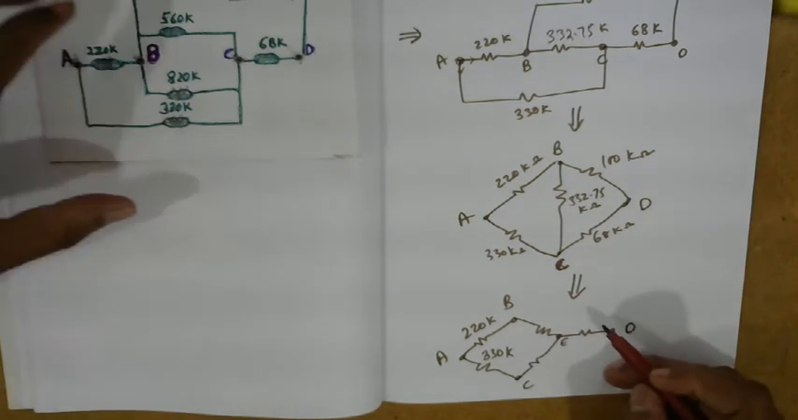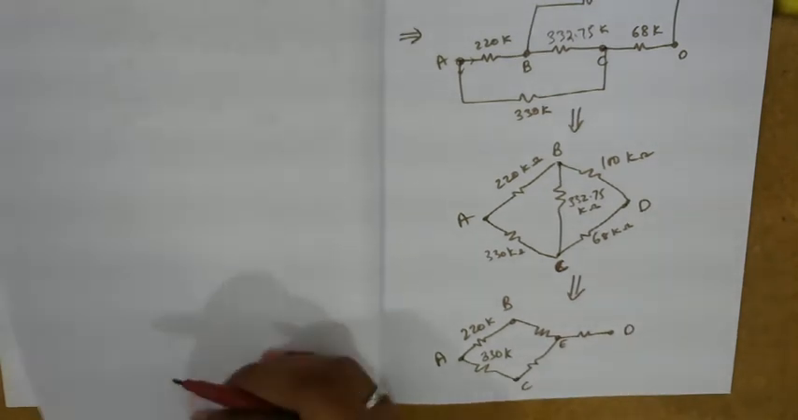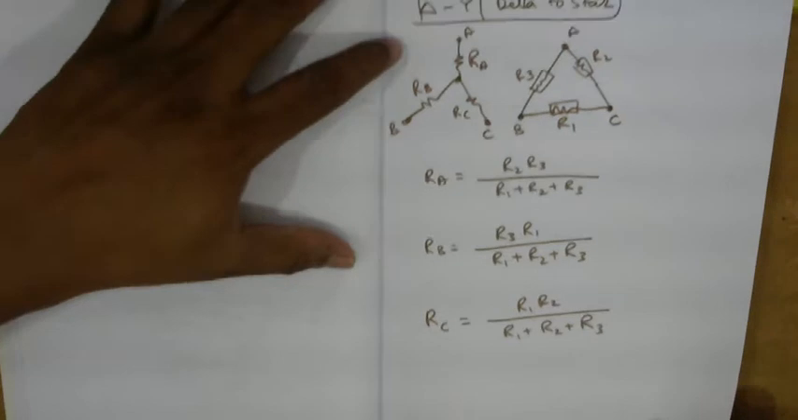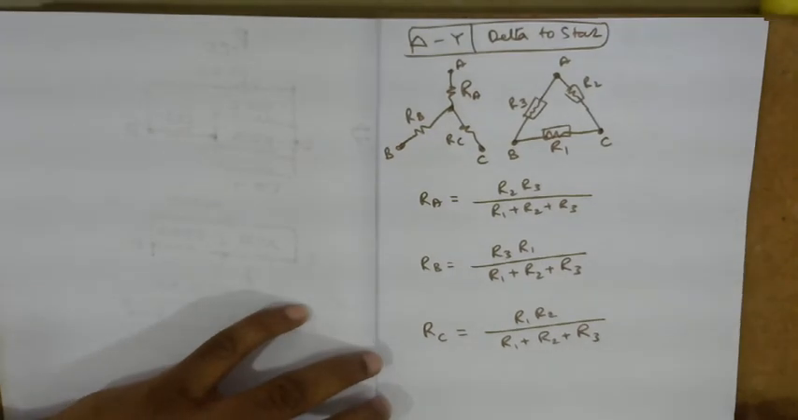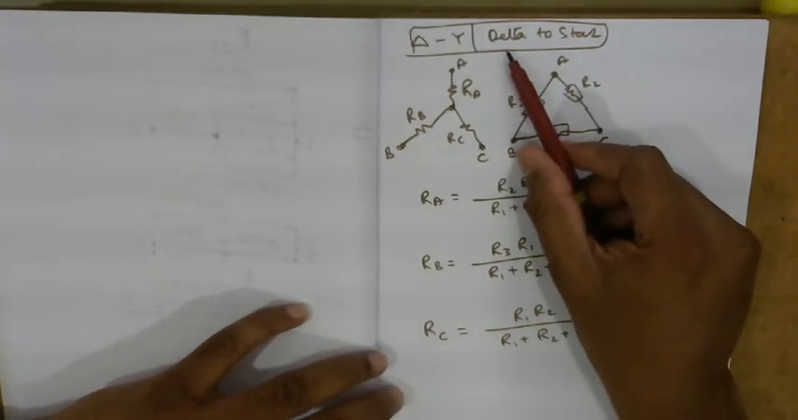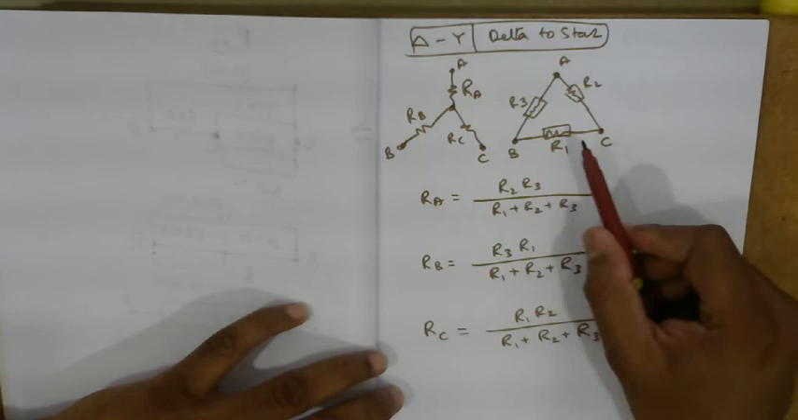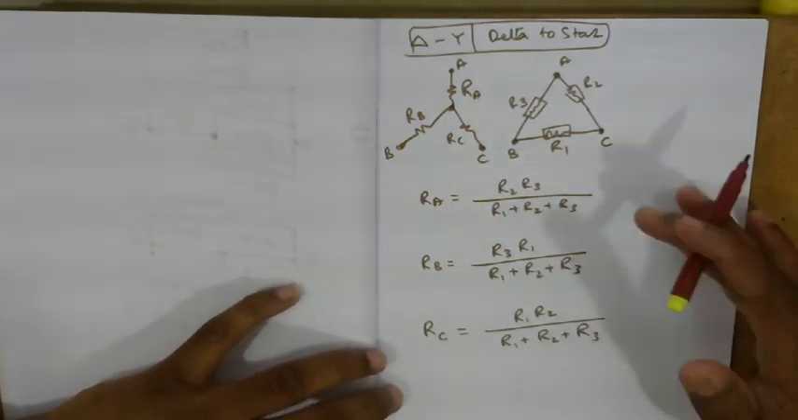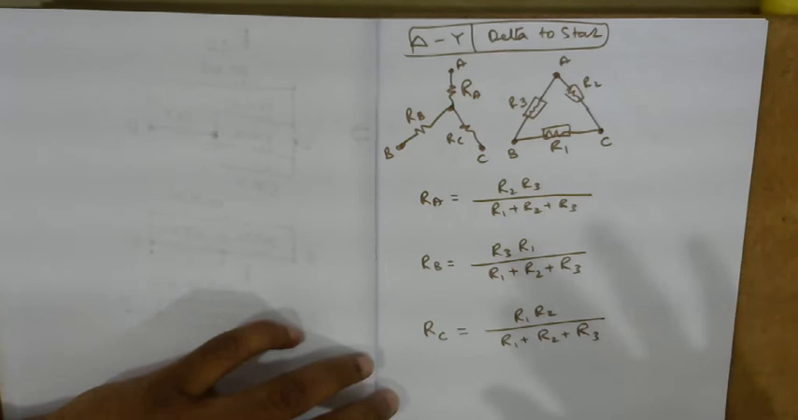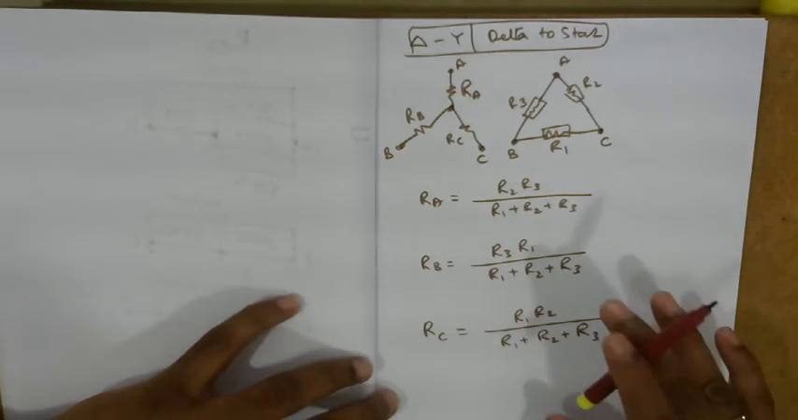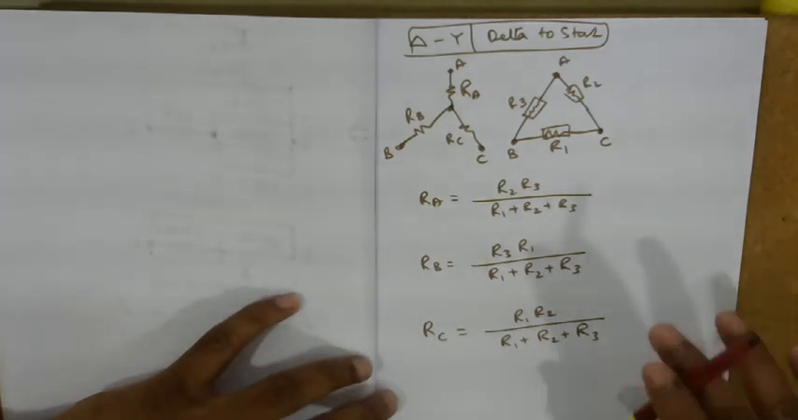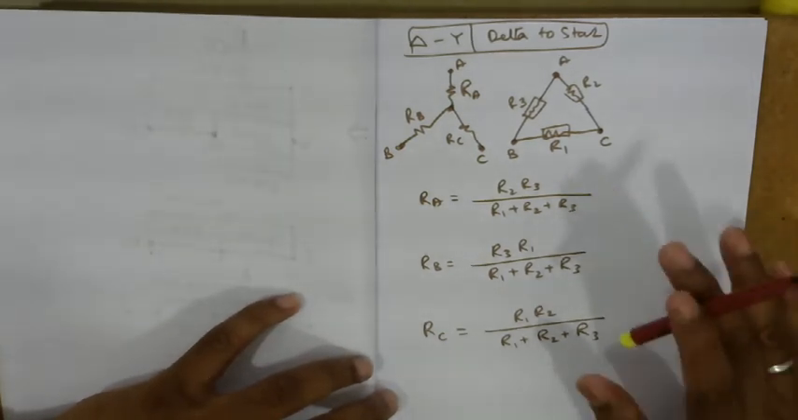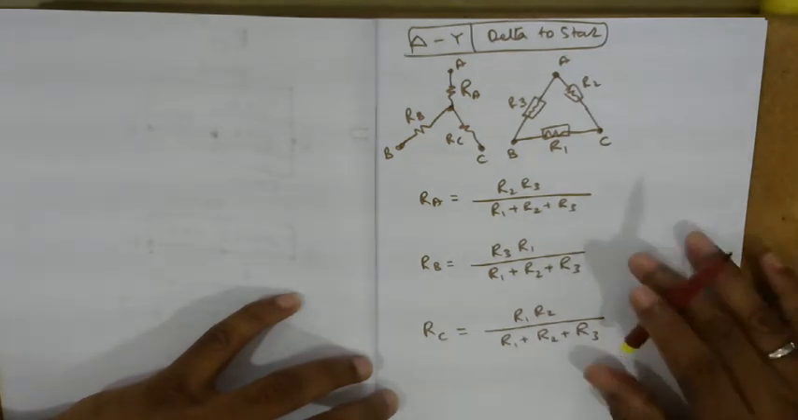For that we need to quickly refer to some formulas. So I'll just go back here. You can see this is conversion of delta into star. So the delta is like this and star is like this, and these are the formulas that we need to use. Now how did these formulas come? What is the derivation? I already made another video on this. Because it will disturb the flow of this video, I am not deriving this formula once again. Let us take this formula as it is and let's work it out.